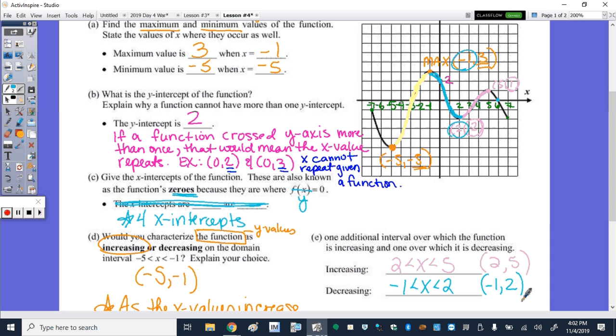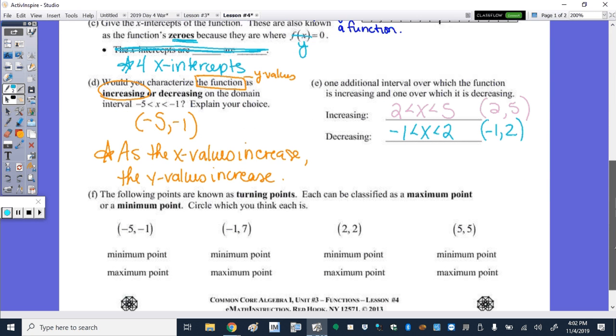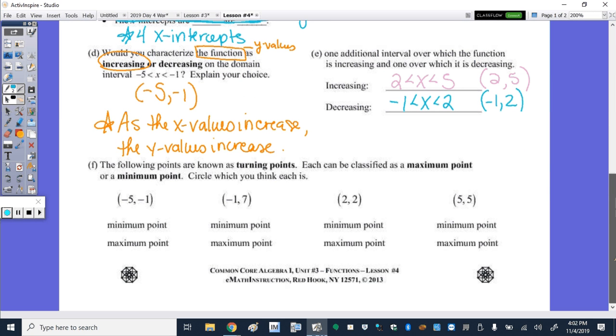Now we're going to take a look at the turning points on the curve. So that's where every time the curve changes direction. And then each of those can be considered a high point or low point. Because of my bad graph, we need to change all of these points.